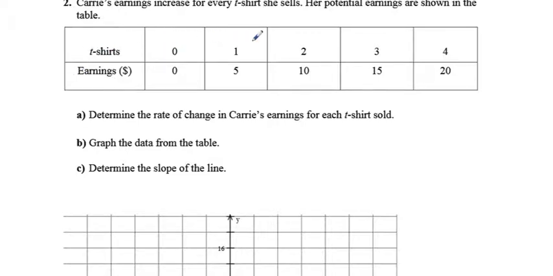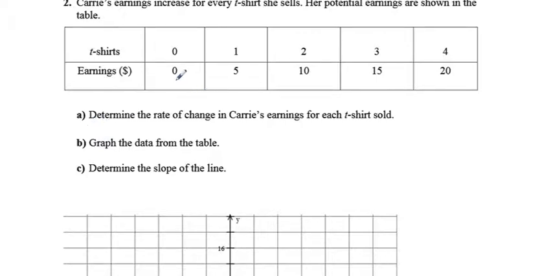It's the thing that you really can't control. She sells 0, 1, 2, 3, 4, but what she does control is her earnings. So her earnings are dependent on the number of t-shirts that she sells. Okay, so determine the rate of change in Carrie's earnings.